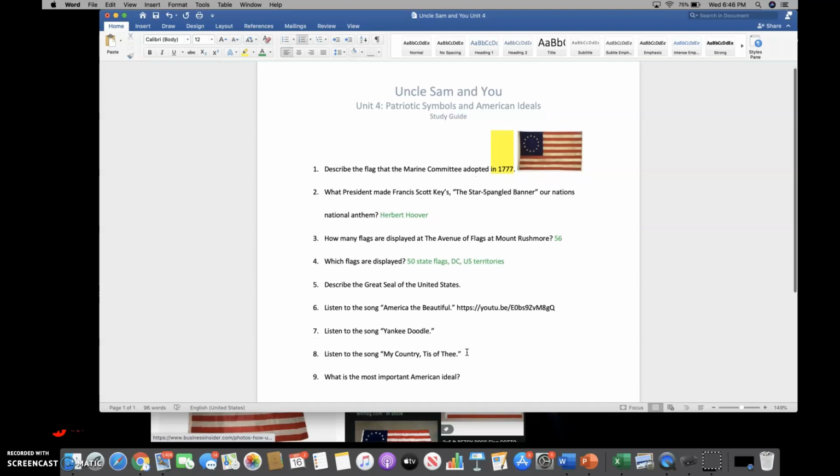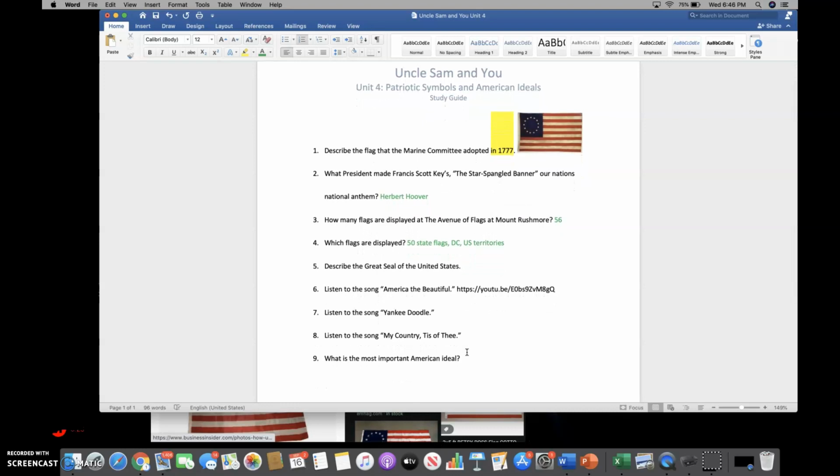So number 5 is describe the Great Seal of the United States. I'm going to type a Latin phrase that you should know and remember. It's very important, especially when you are taking your quiz, to remember. And it is E pluribus unum. I think I spelled that incorrectly. I'll get it fixed right there. There we go. So this is very important to remember.